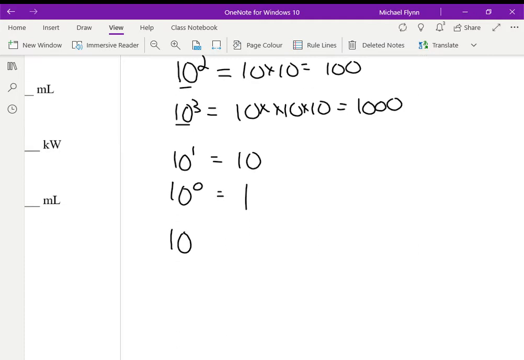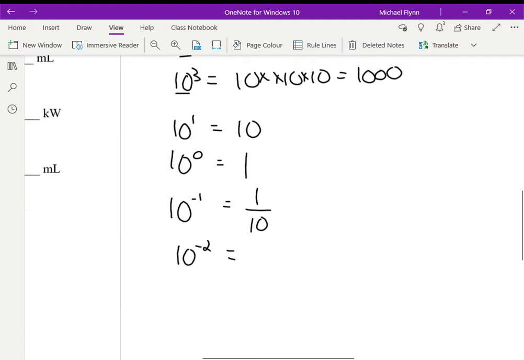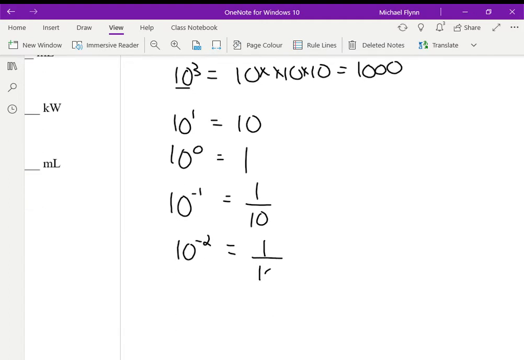All right, what about this one? 10 to the power of negative 1. For reasons I'll explain in a moment, that's 1 over 10. 10 to the power of negative 2 would be 1 over 10 squared, which is equal to 1 over 100. We call it reciprocal. When you have a negative exponent, you get what's called a reciprocal number. Reciprocal means you take the fraction and turn it upside down.